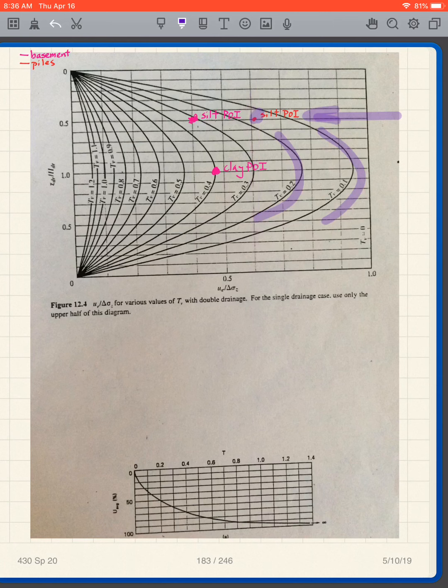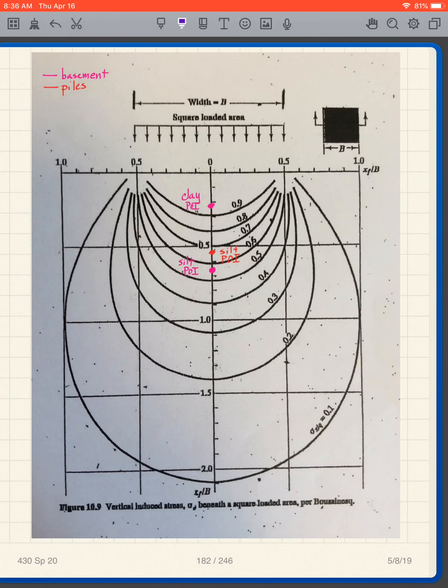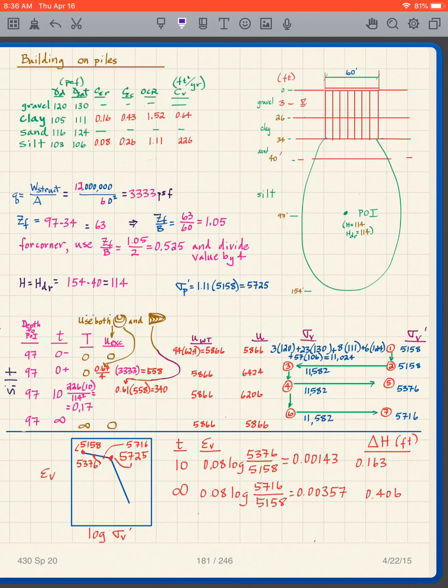We get 0.61, reading it off either the top or the bottom, and it's multiplied by the 558. We get 340. Again, the UXS is the key. Once we get our UXS, the rest of the problem is very simple. We get our U water table that you can all get. We add those together to get the U.